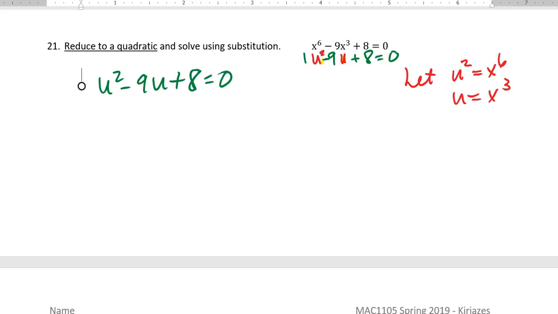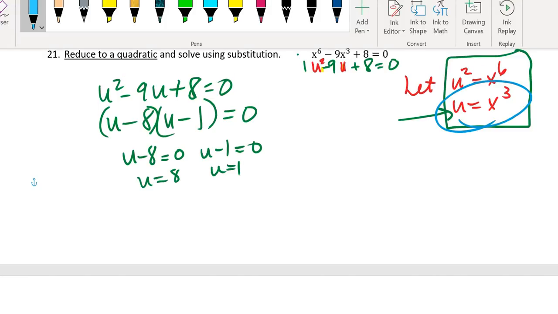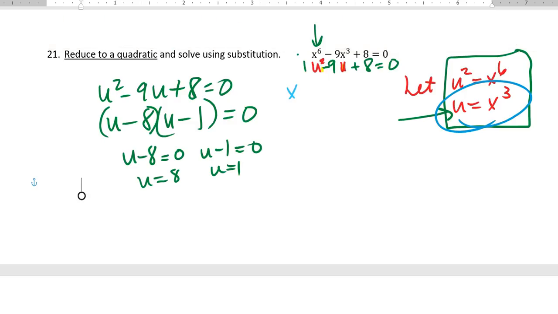And you can use zero factor property, you can use quadratic formula, but you do need to show me work. So don't use a calculator, I'd like to see you do it. So I get u is equal to 8 and u is equal to 1. Okay, so I have to realize that I do not have the answer yet. So I'm going to keep going. I'm going to replace u with x cubed. And I've created two problems to solve.